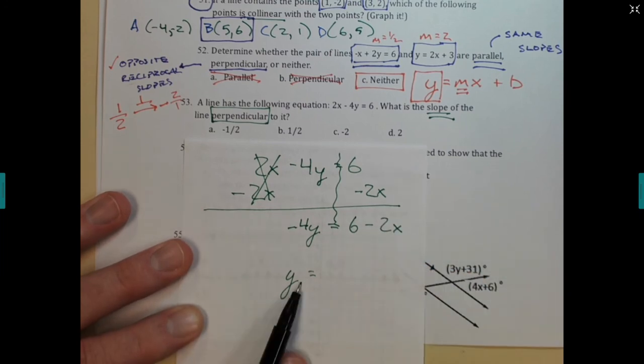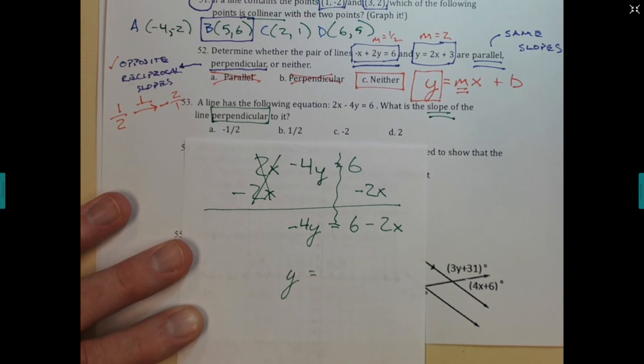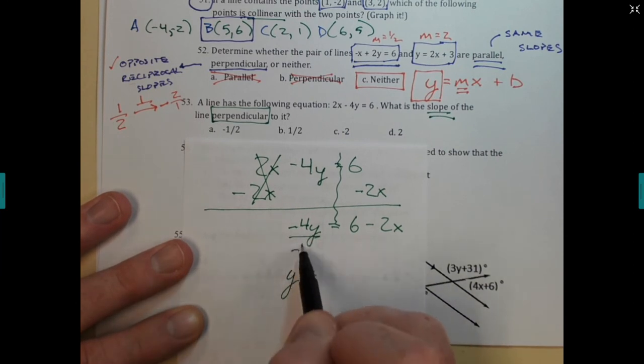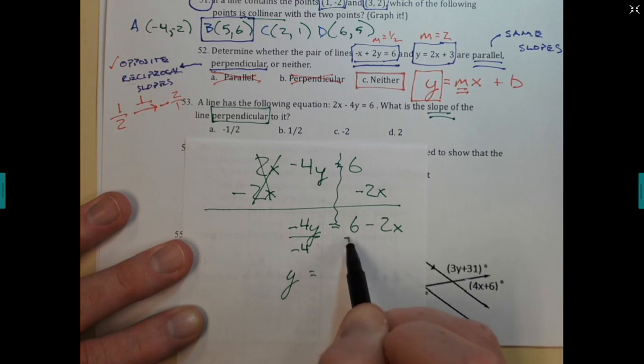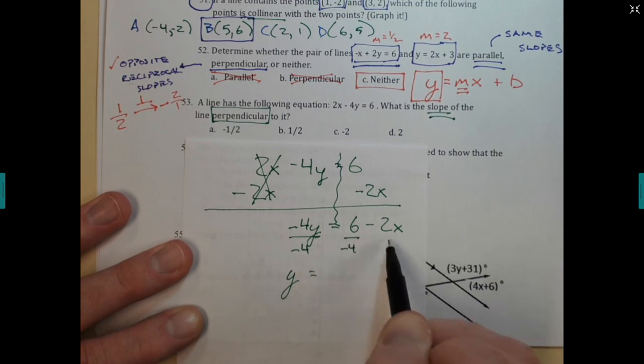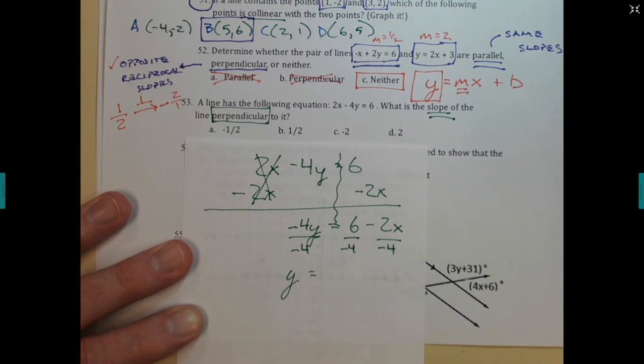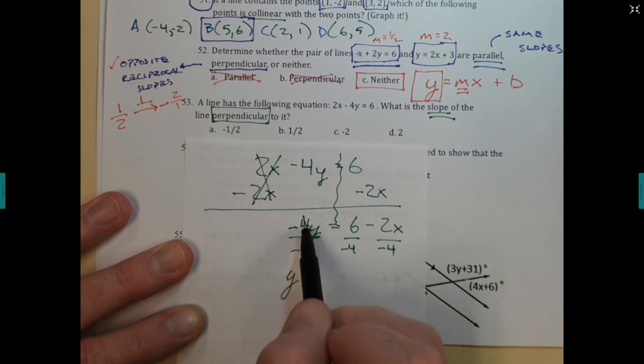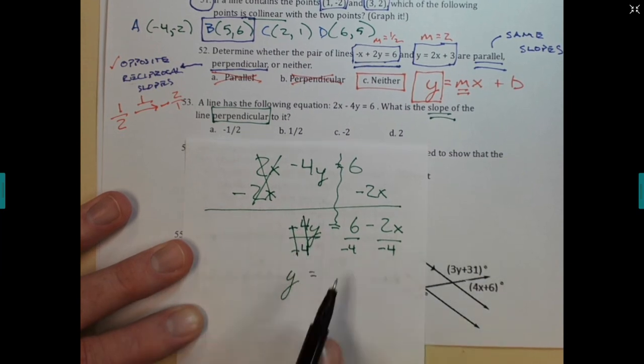We're close. I want y by itself. What do I got to do? Divide both sides by negative 4. Yes. Now I got to divide everything by negative 4. So I'm down to just y. Do you know what 6 divided by negative 4 is?